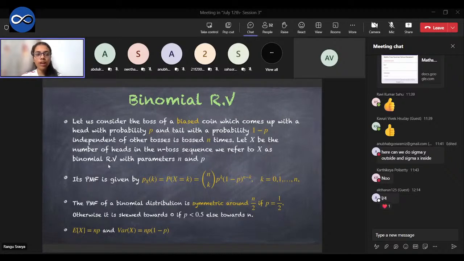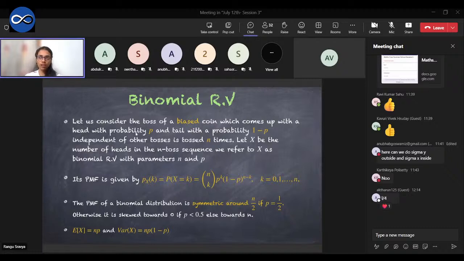Binomial random variable. Again, let us consider the toss of a coin, having probability p for a head and 1 minus p for a tail. Let's say that a coin is tossed n times, and let X be the random variable denoting the number of heads in the n toss sequence. Now, X can be referred to as binomial random variable with parameters n and p. Its PMF is given by p_X(k), which is P(X equal to k), which is nCk p^k into (1 minus p)^(n minus k).